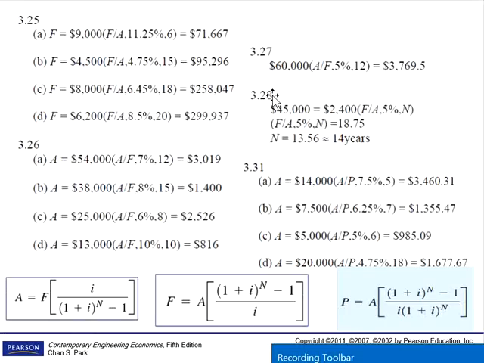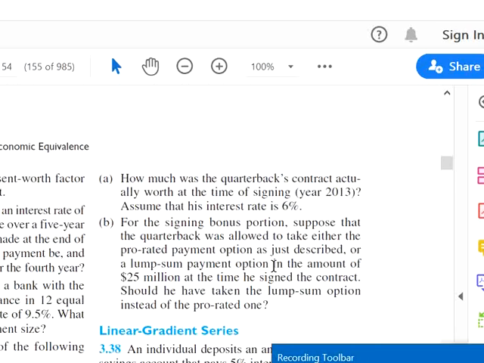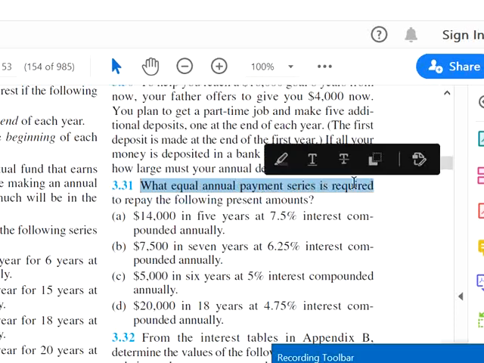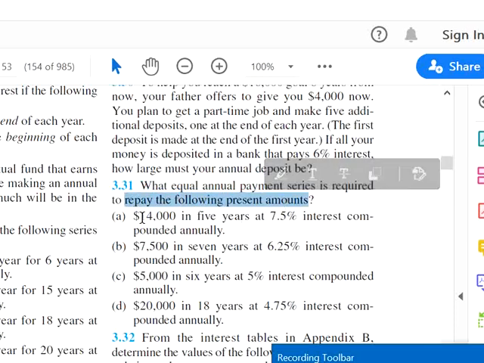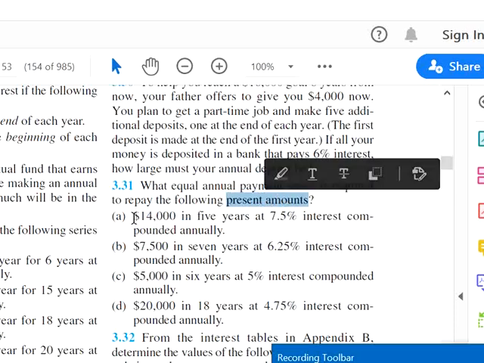Okay, so 28 is done. Now we will move to the next question, which is 31, which is simple. What equal annual payment series is required? What equal annual payment, what A, is required to repay the following present amount? This is what you need to repay, the following present amount today: 14,000 in 5 years at 7.5% interest compounded annually. So you took a loan, let's say, of 14,000 today, because it says present amount. So P is given, right?